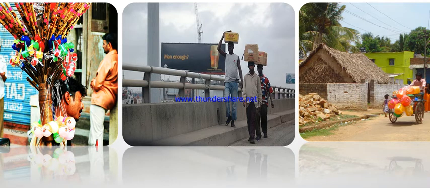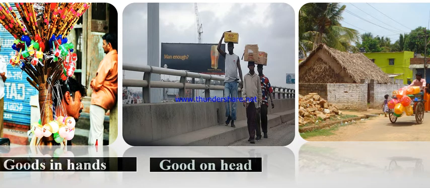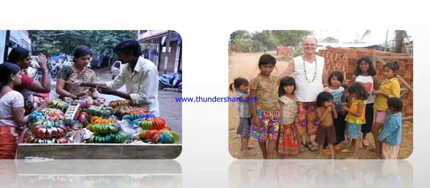So now the question is, how does he carry his goods? Right, in picture number 1, we can see a street hawker carries his goods where? Right here, in hand. In picture number 2, we see a street hawker carries his goods where? Absolutely correct, on head. And in picture number 3, a street hawker sells his goods right where? Handcart, right? So we can say he carries his goods either in hands or on the head and sometimes in a handcart.